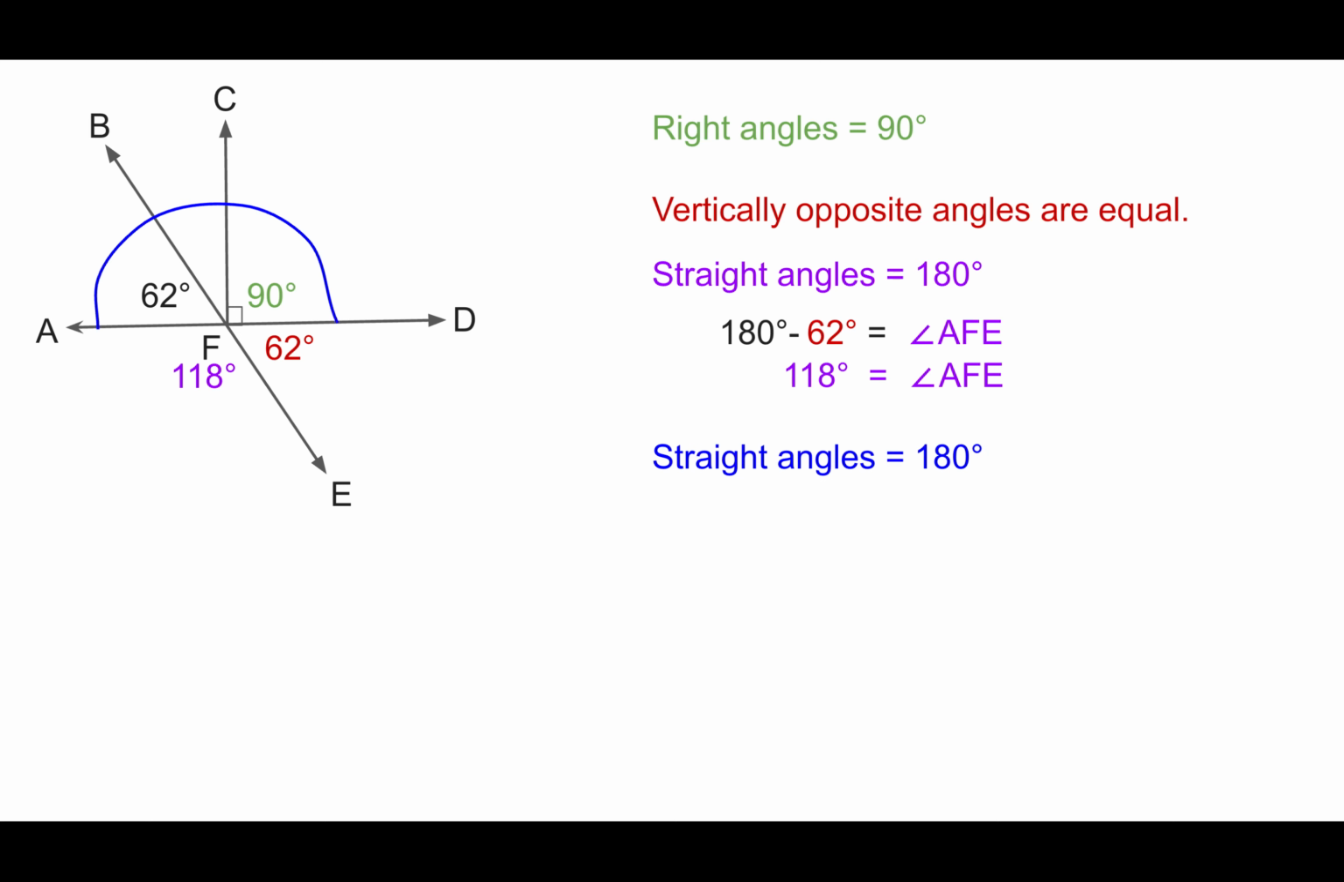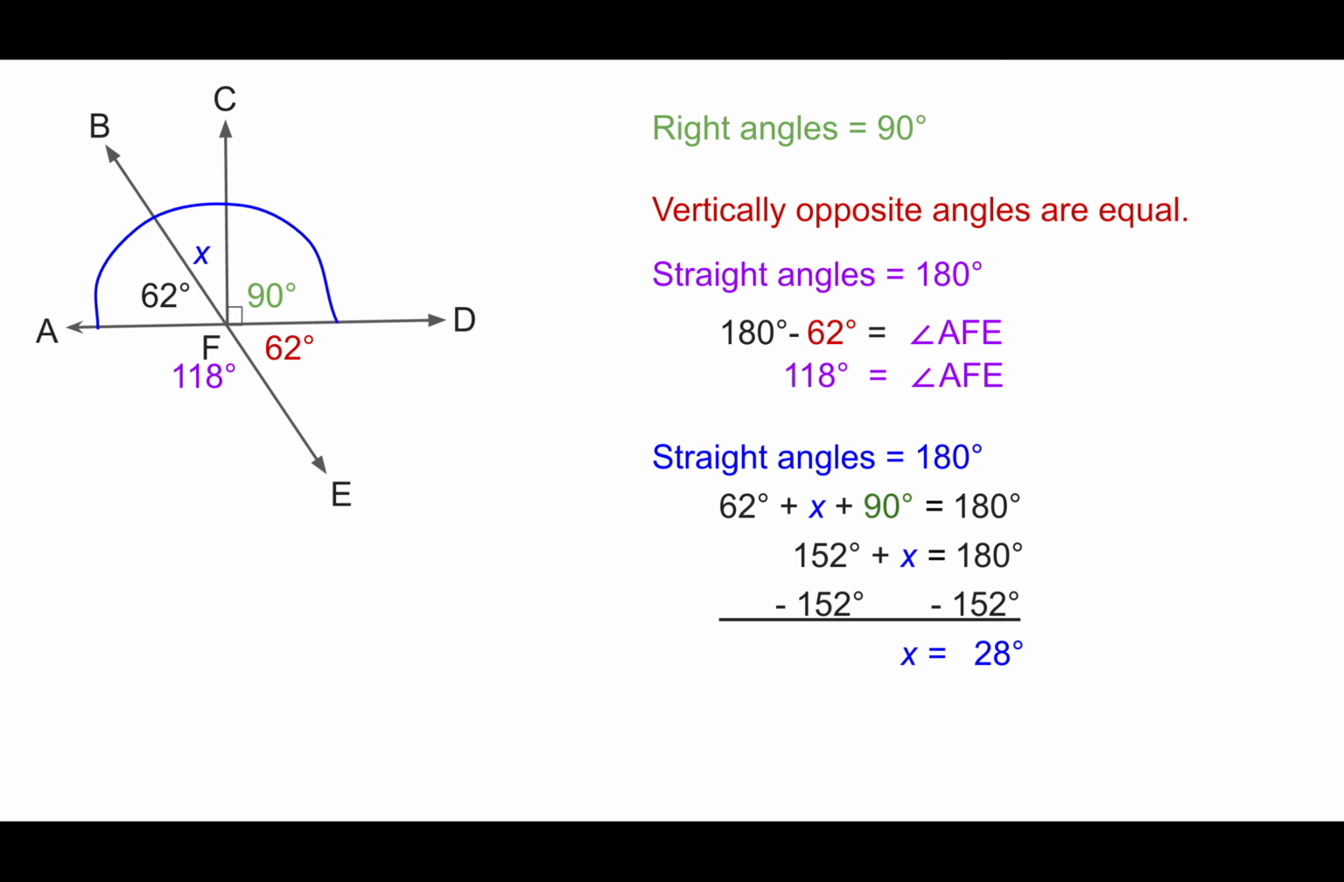Straight angles again are 180. So we can see that angle AFD, which is a straight angle, is 180 degrees. I'm going to call angle BFC angle X. So 62 plus X plus 90 degrees equals 180 degrees. The sum of 62 and 90 is 152. I subtract it from both sides, so my missing angle is 28 degrees.